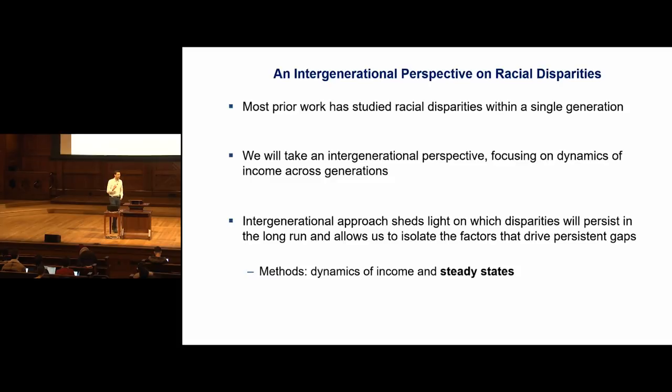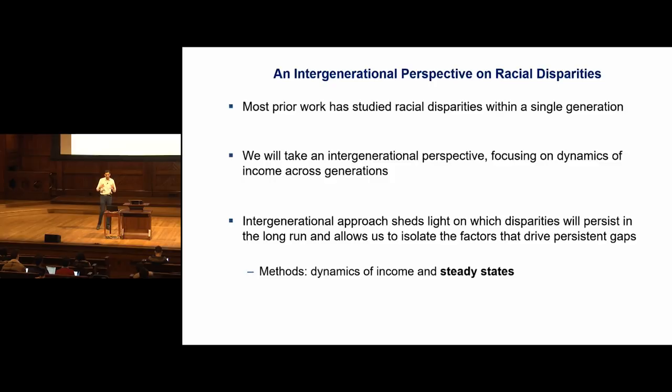So the key point of departure for the way we are going to talk about this in this particular lecture is recognizing that most of the prior work on racial disparities studies disparities within a single generation. If you think about that first slide that I showed you, average incomes in 2016, that's just a snapshot for people at a given point in time. And so there's a lot of work asking, is this about discrimination among black versus white adults? Is it about other factors that affect people at a point in time?